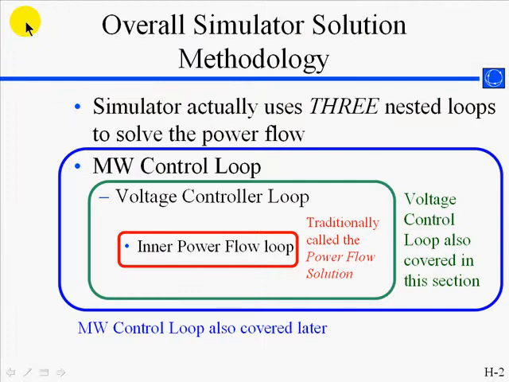PowerWorld Simulator uses three nested loops to solve the power flow problem. The inner loop is what's traditionally called the power flow solution, which uses Newton's method or other nonlinear methods to get convergence of the nonlinear equations. The next loop is the voltage controller loop, which we'll talk about in greater detail in this session. And then finally, the outer loop is the megawatt control loop, where interchanges between different control areas are balanced.